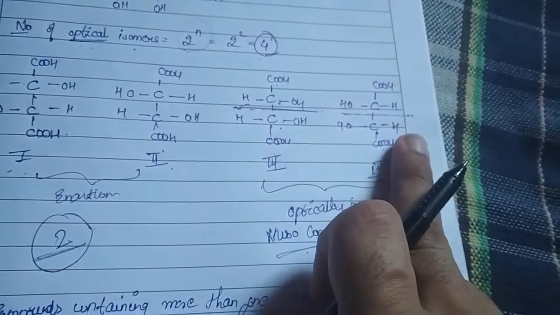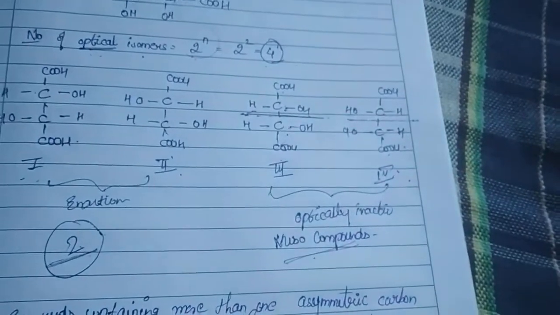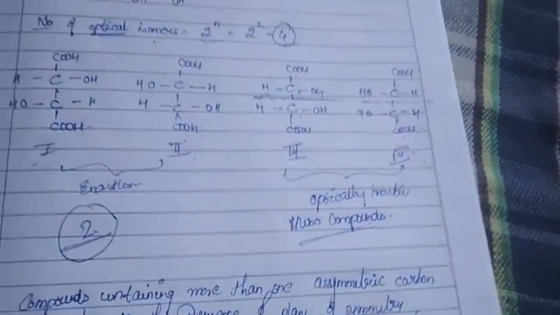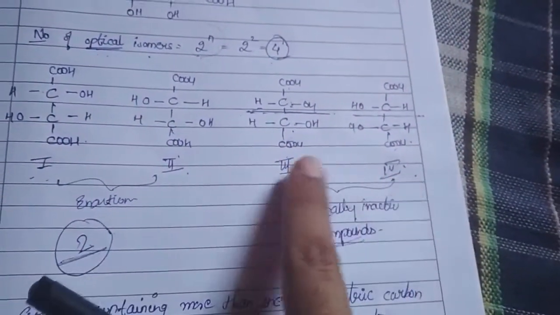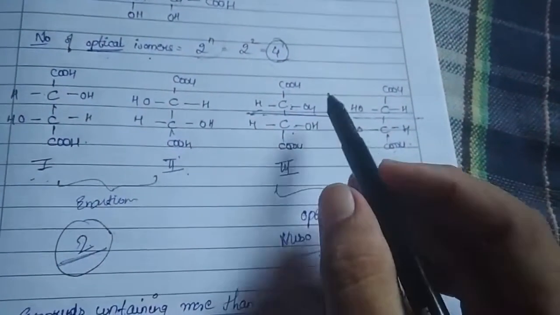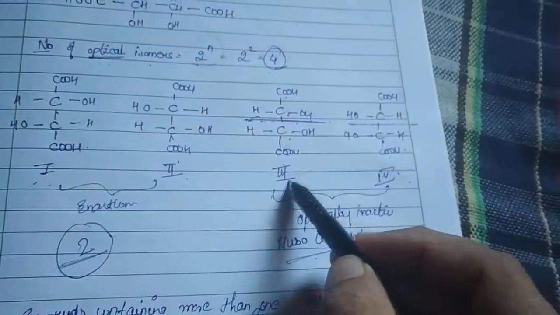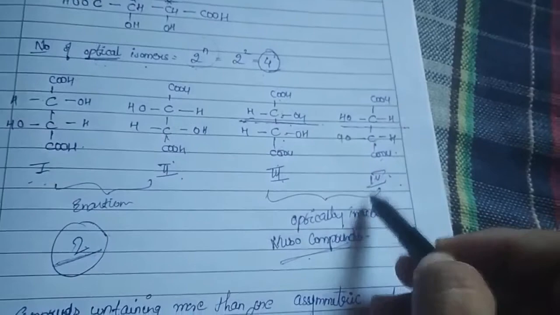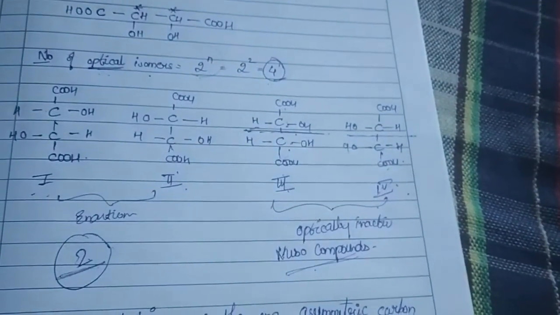Enantiomers are defined as the optical isomers, we said. They are not optically active. Why? Because they have a plane of symmetry. So we can't call the third and the fourth diastereomers.